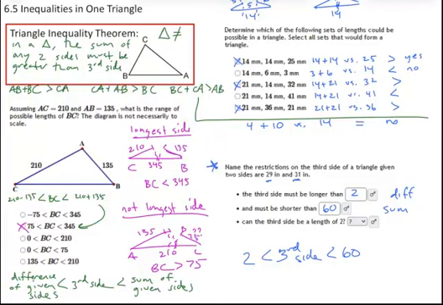And so when we test the value that it asks us to, can the third side be a length of 2? No. Okay, it can't because it has to be greater than 2. 3 or like 2 point something would work, but not 2.